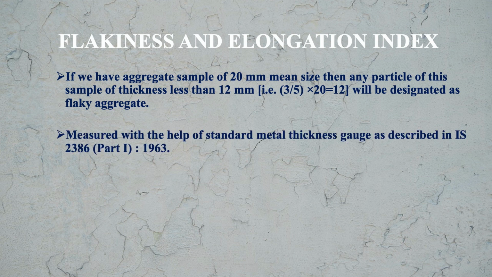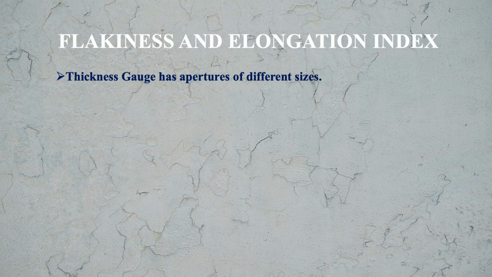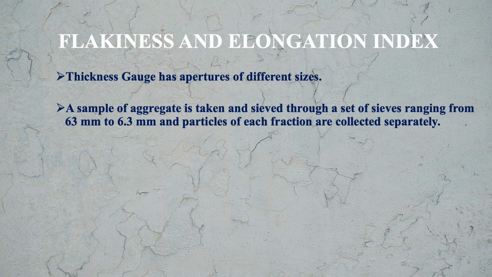It is measured with the help of the standard metal thickness gauge, and it is described in IS 2386 Part 1 1963 code. The thickness gauge has aperture of different sizes. There is a gauge basically, and it is having different size apertures. A sample of aggregate is taken and sieved through a set of sieves ranging from 63 mm to 6.3 mm, and particles of each fraction are collected separately.